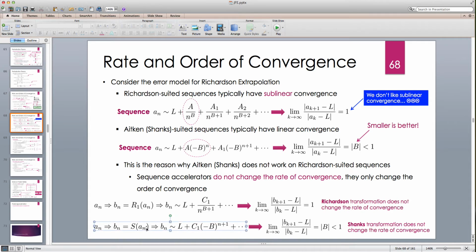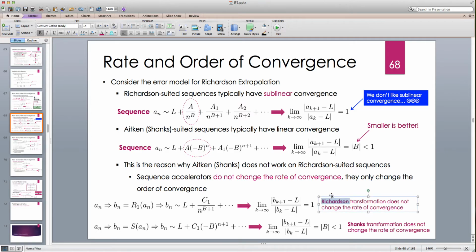Similarly, for the Shanks or Aitken, if an is a sequence with this error model, bn is also a sequence after applying Shanks whose error model starts with b to the n plus 1. And if we take the limit and find the rate of convergence for bn, it's still the absolute value of b, which is less than 1. So Shanks transform, all these transformations, don't change the rate of convergence, they change the order of convergence. Shanks transformation does not change the rate of convergence. And that's the fundamental thing that we need to know, why these are not compatible.